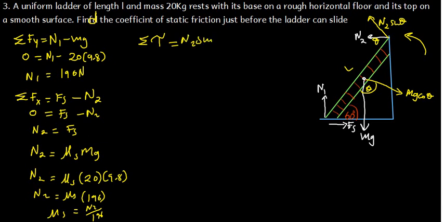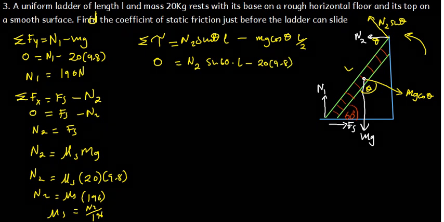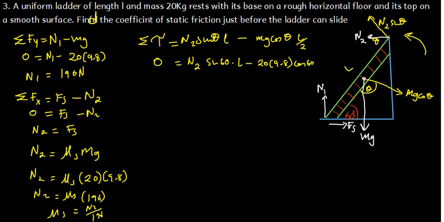So the net torque acting is equal to, first what is going anti-clockwise, we have got N2 sin theta multiplied by the length of the ladder, which is L. And then what is going in the other direction, we have got mg cos theta. The length is L over 2 because mg acts on the middle. So the net torque is 0, and that will be N2 sin theta L. Of course, I can substitute the value for theta, which is 60, and then multiplied by L, minus the mass is 20, g is 9.8, and then cos 60, and then the length, that is L over 2.